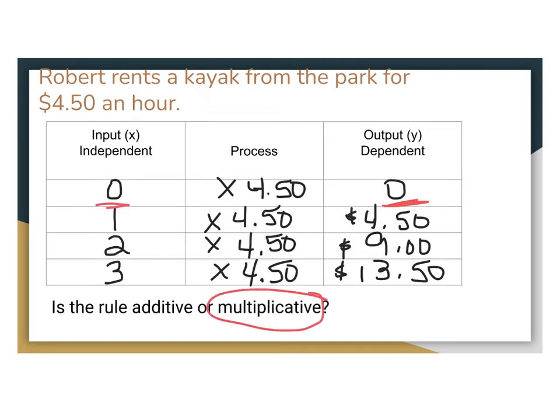Now I need to write this as a generic equation. So that's going to be y equals $4.50 x. Because it is multiplication, we're going to write it this way. So make sure you understand that when an input is 0 and the output is 0, then it's going to be a multiplicative relationship.